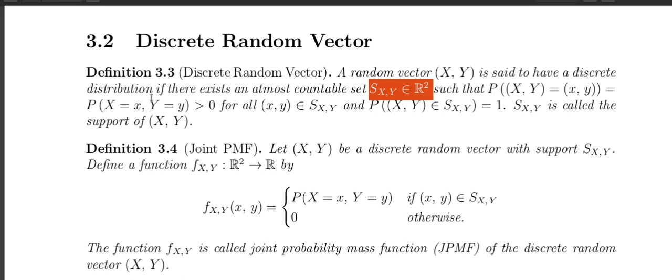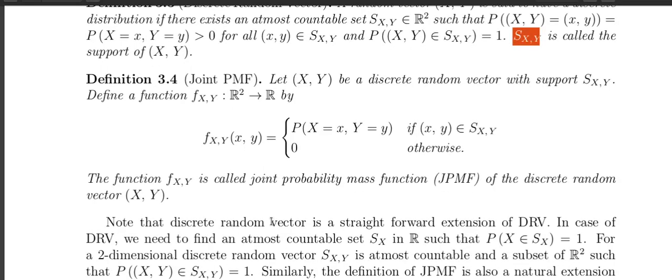A discrete random vector is said to have a discrete distribution if there exists an at most countable set S_XY, which is a subset of R square, such that probability (X,Y) equals small (x,y) is strictly greater than 0 for all (x,y) in S_XY, and probability that (X,Y) belongs to S_XY is exactly equal to 1. In the previous case, we had a subset of R. Now we have an at most countable subset of R square, and the rest of the definition is exactly the same as before. Just like the previous case, S_XY is called the support of (X,Y).